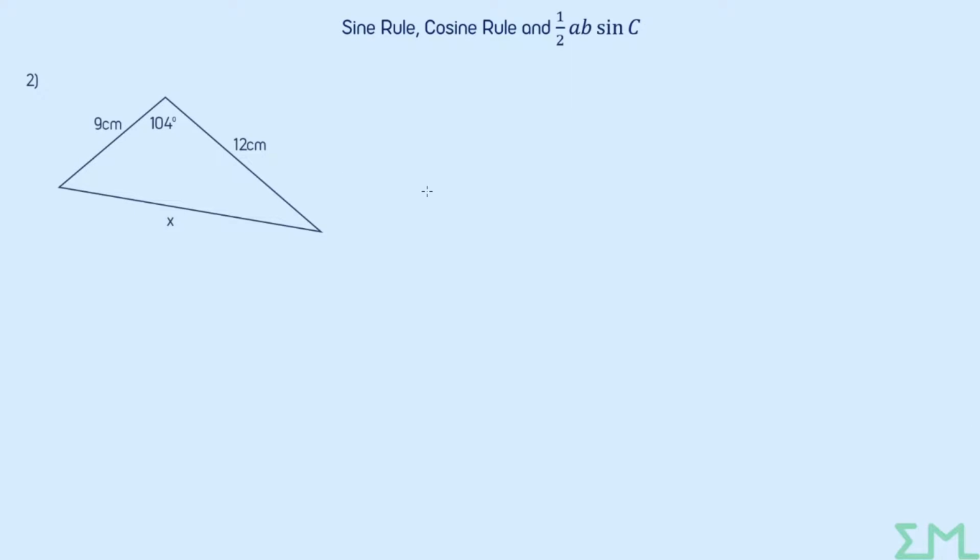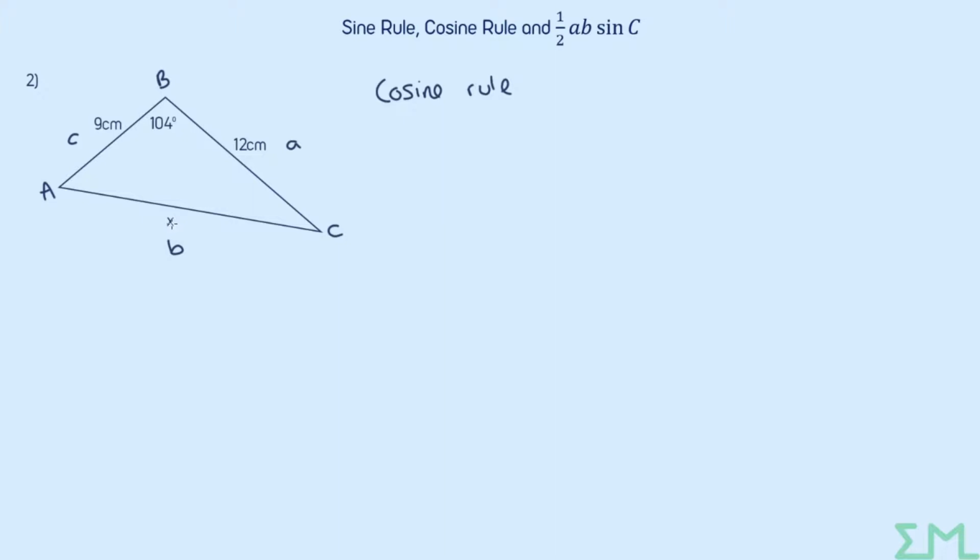Question 2. Again, I'm going to label my sides. Doesn't matter how. I'm just going to jump in with A, B, C, and then follow through with my A, B, C. Right, this time I have only one angle and 3 sides, including what I want. So this is going to be an example of the cosine rule.